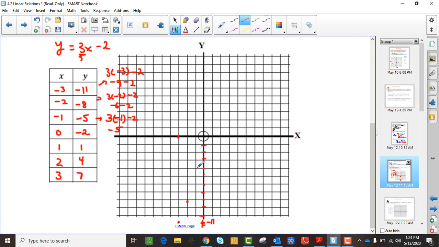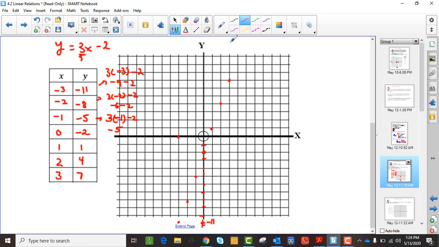Then at -1, I'm at -5. Is right here. Okay, 1, 2, 3, 4, 5. At 0, I'm at -2, which is right here. Then at 1, I'm at 1. At 2, I'm at 1, 2, 3, and 4. Okay, and then at 3, I'm at 7.